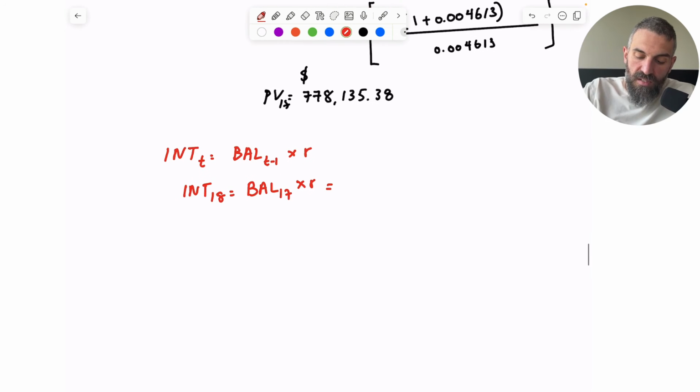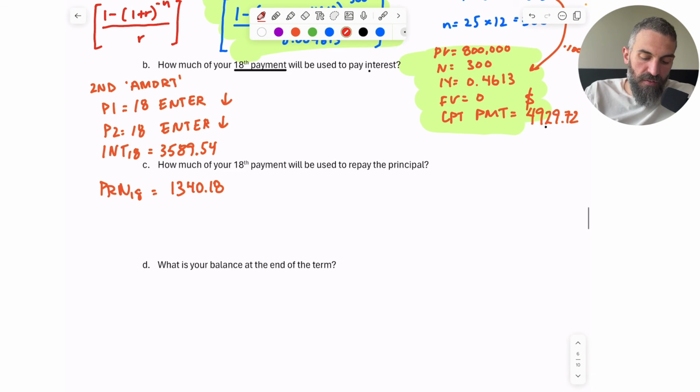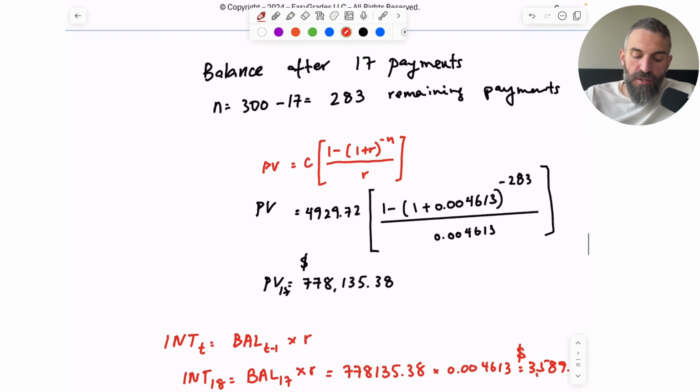We're going to take this number, $778,135.38, and we're going to multiply that by the rate of 0.004613. I get 3,589.54. Let's compare with what we found before with the calculator. 3,589.54, exactly the same thing. It's just more complicated when you don't have the financial calculator doing all the heavy lifting.